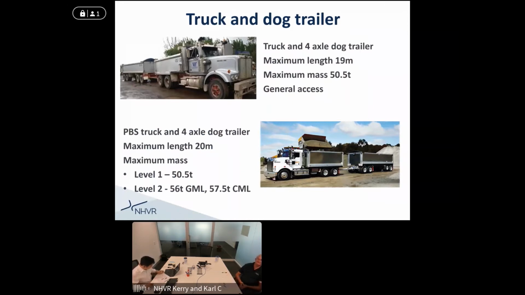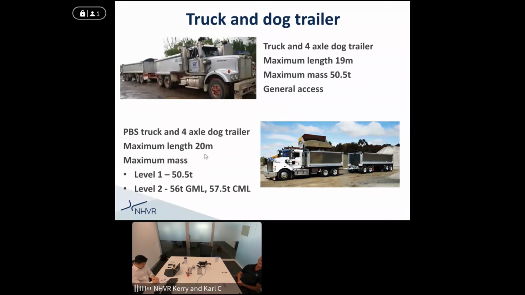So going to truck and dog trailer, top left there, that's general access truck and dog that runs under the 19-metre truck and dog notice, maximum 50.5 tonne, and they get general access in most jurisdictions, or basically general access in all jurisdictions, with a few restrictions in some. So they've been in for a long time, running at that.